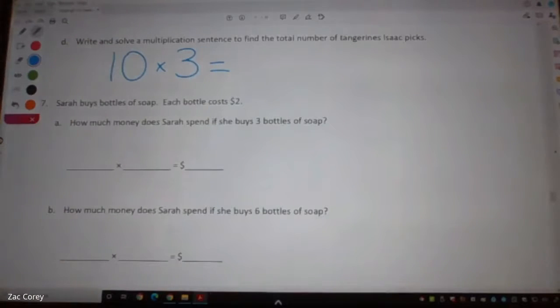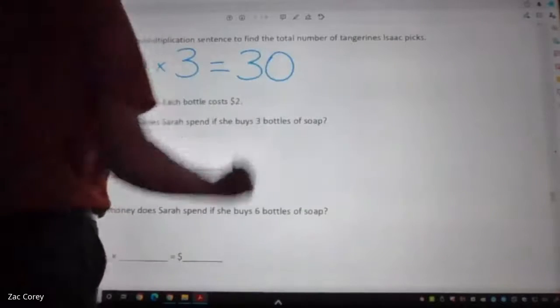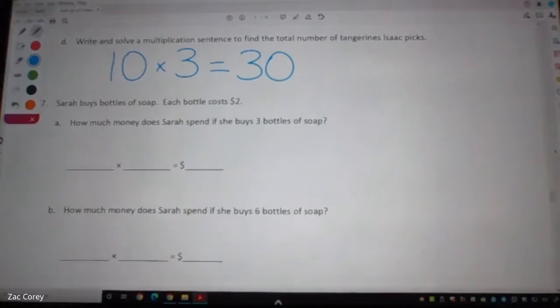Okay. So if we count by 3 10 times, that's kind of hard because you got to go 3, 6, 9, 12. How about we flip it and do it the other way? Let's count by 10 3 times. I think everybody can do that, right? 10, 20, 30. So if Isaac picked 3 more additional days, he would have picked 30 tangerines. All right, you guys are doing a great job. We're almost done. All right, let's go ahead and knock this out so we can be done with it. And you guys can start working on your homework.